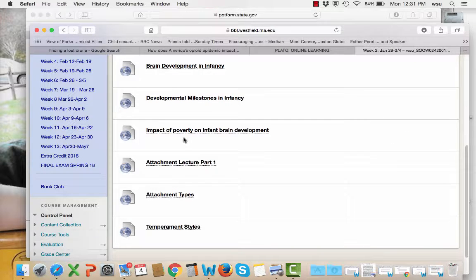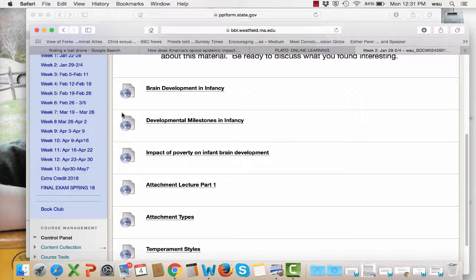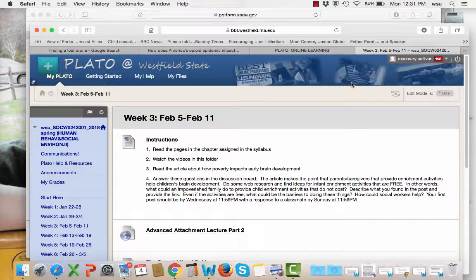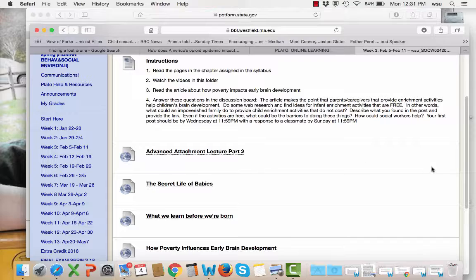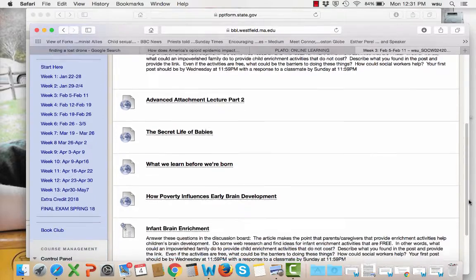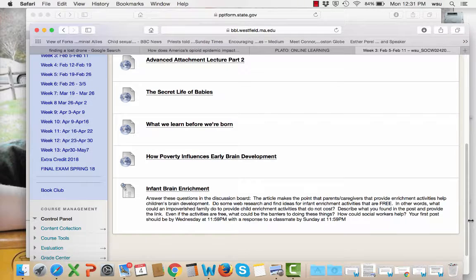In week 3, I think there is a good example of a classic discussion board. In this discussion board, we're talking again about early childhood and attachment theory, and we're talking about the role of brain development and how we learn things. In this discussion board, brain enrichment, it's more like a clearinghouse of information where I ask the students to find or discover free activities that any parent can do with an infant that would be helpful in developing brain activity.